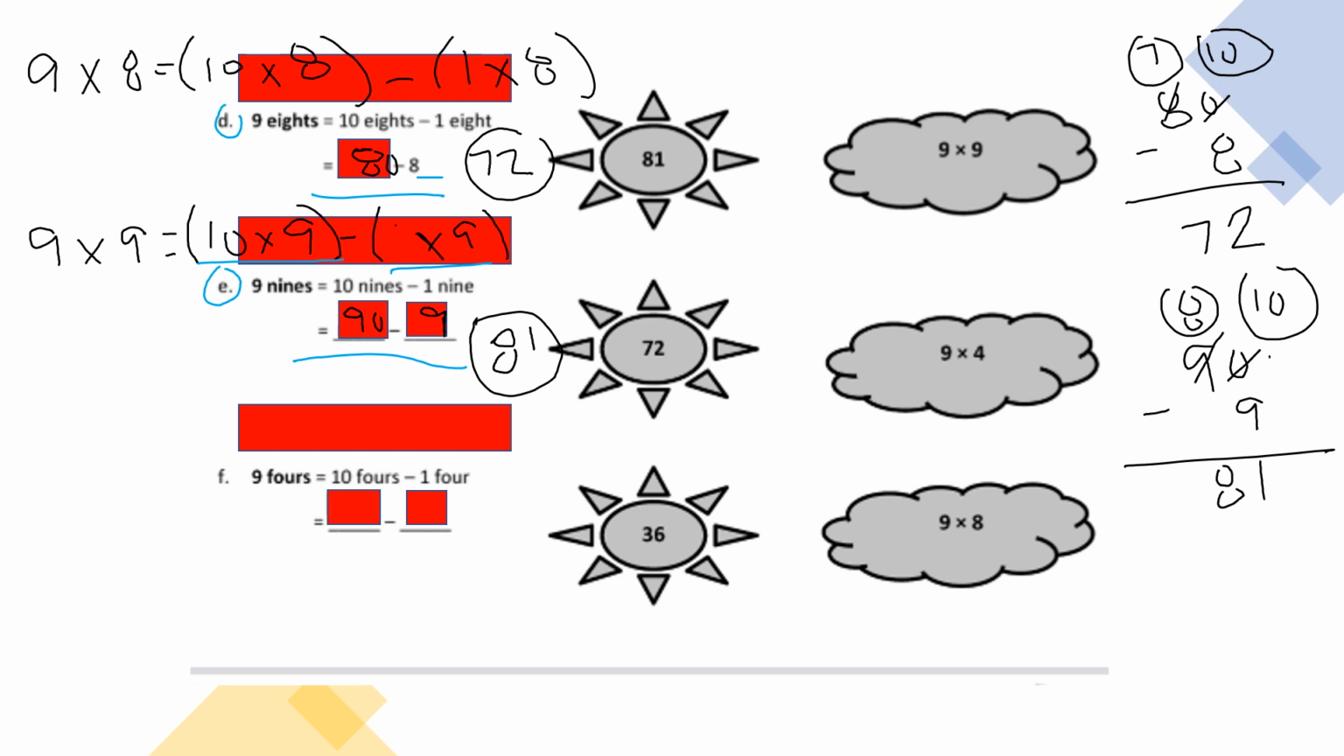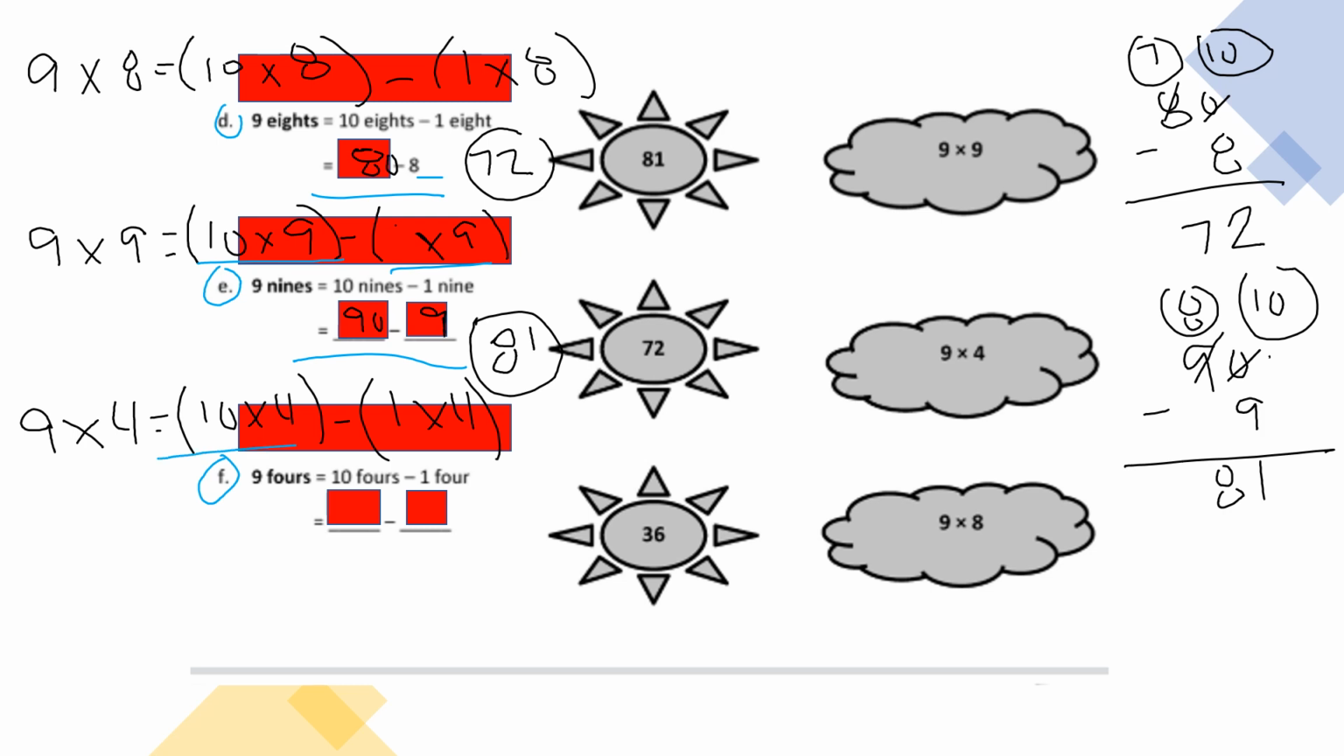Okay. Last but not least, we have F right here. And it says 9 fours equals 10 fours minus 1 four. Well, if we write 9 fours as an equation, that is 9 times 4. 9 fours equals 10 fours. So that's 10 times 4 minus 1 four, which is 1 times 4. All right, and now we're going to solve those equations.